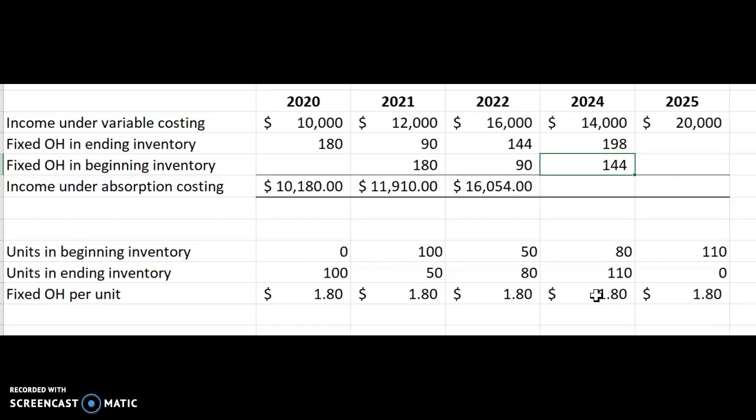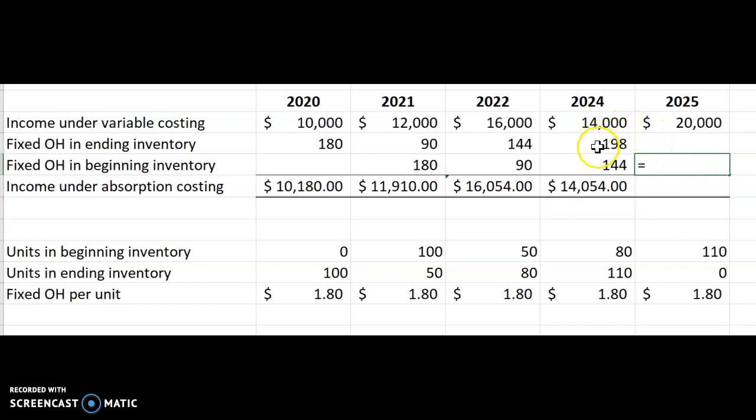that's subtracted under variable costing, but is not subtracted under absorption costing because it's sitting on the balance sheet in inventory. So to get our net income in 2024, we take the variable costing income, we add the fixed overhead in ending inventory that was subtracted this period under variable costing, but is in the inventory account under absorption costing. And then we subtract the fixed overhead in beginning inventory. That's subtracted as cost of goods sold under absorption costing, but was subtracted last period under variable costing, giving 14,054.